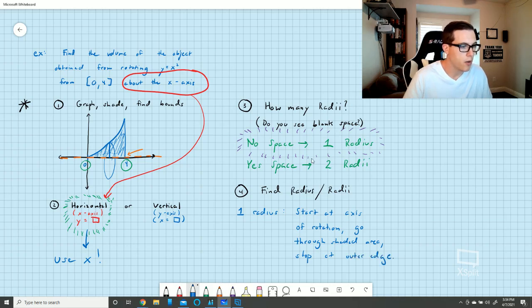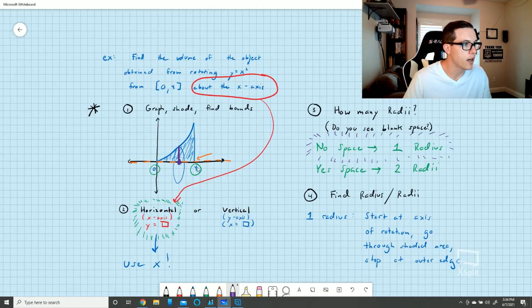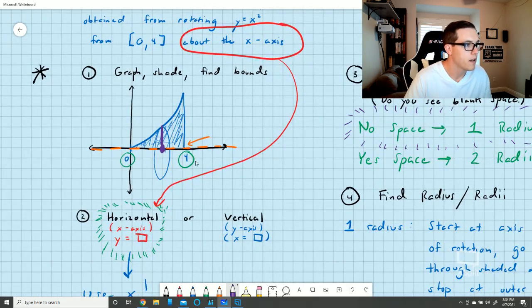Okay, so I'm going to draw what I just said. Start at the axis of rotation, right here, through the shaded area, stop at the outer edge. That distance right there is the radius. I'll do it again, and I'll draw it in a slightly different spot. This distance, there it is, the radius. Starting at the axis of rotation, through the shaded region, stop at the edge. One more time: axis of rotation, through the shaded region, stop.